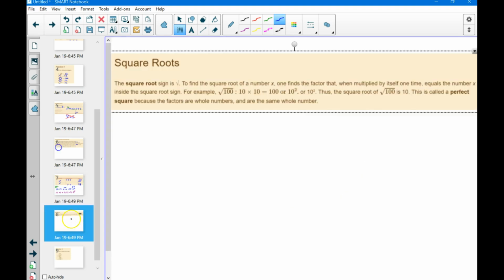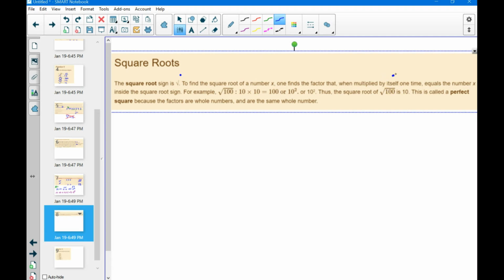Moving on a little bit, we see the next section is square roots. Just think of the square root as being the opposite of the square. So if I have 5 squared giving me 25, the square root of 25 is 5. Reading how they say it here, the square root sign is written like this. To find the square root of a number, one finds the factor that when multiplied by itself equals the number inside the square root.